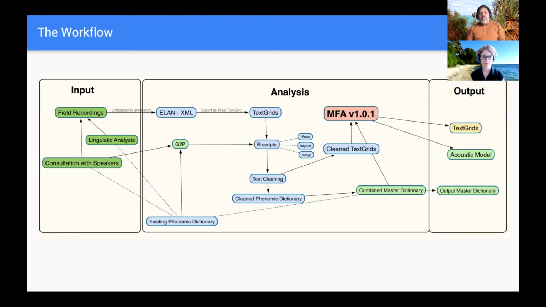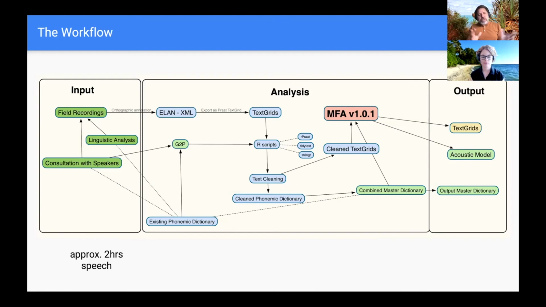Here's a very quick overview of the sort of workflow we were using, with inputs from field recordings, going through to exporting from Elan and cleaning the text grids so they could be turned into phonetic dictionaries, input into MFA, and then at the other side we get text grids. And the important part is, I guess, the acoustic model that's generated, which we could then use for further analysis, further forced alignment of new data.